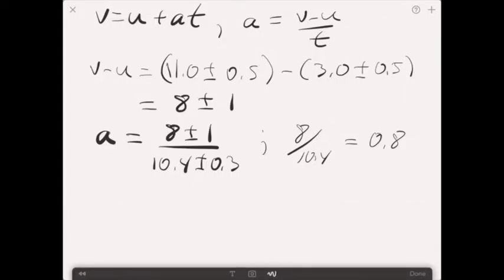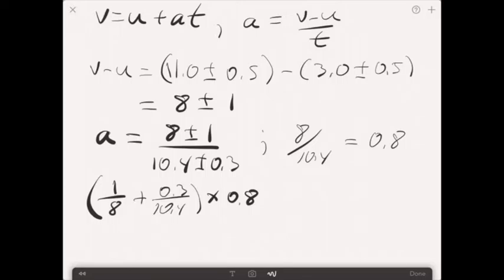Now, the uncertainty, we're going to use fractional uncertainties because the operation we're doing is division. So 1 over 8 for the numerator, because I'm uncertain of 1 out of the 8 units. For the denominator, we're uncertain of 0.3 out of the 10.4. If you add those together, that'll get you your total fractional uncertainty. But you don't actually have to add them together by doing arithmetic or using your calculator, because we're going to multiply the result by our 0.8.